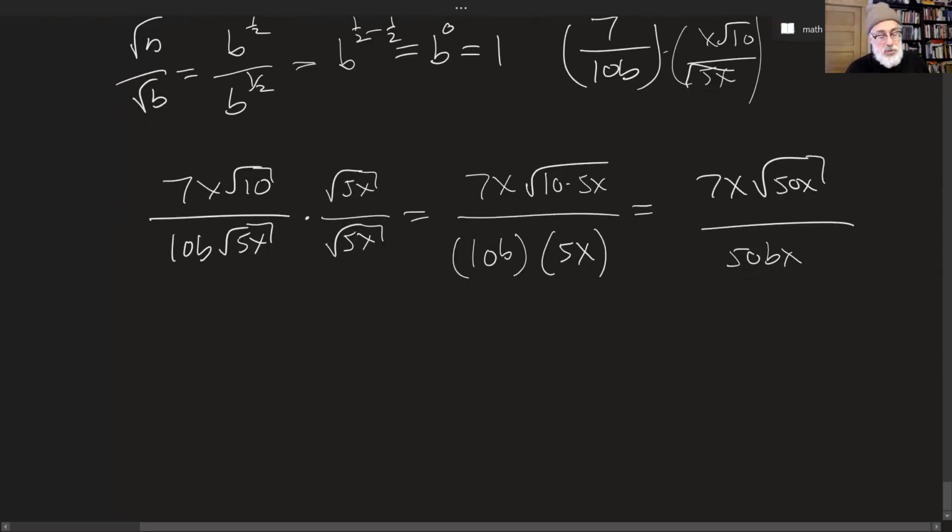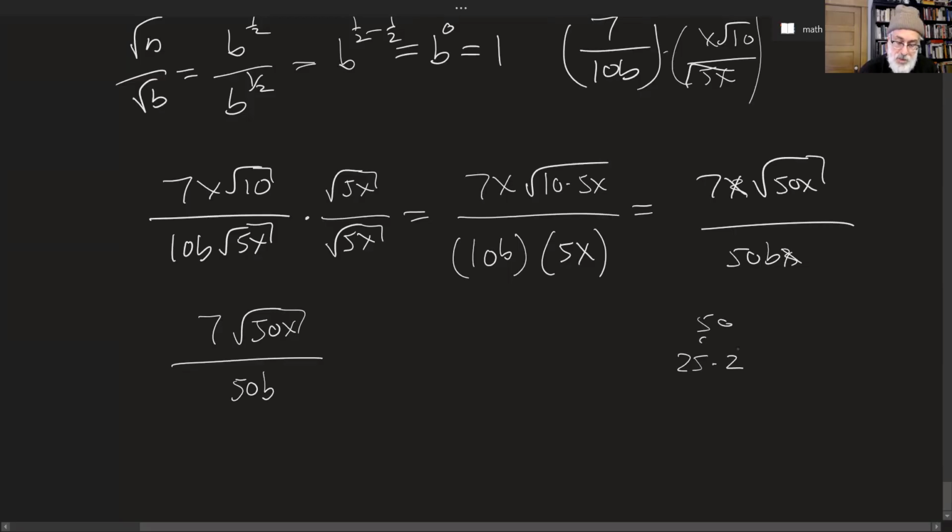So we're using a lot of rules. We're using a lot of the properties of real numbers. Notice here that we can cancel this x. So we have 7 square root of 50x divided by 50b. Now what about 50? Can we reduce 50? Well, it's 25 times 2, 5 times 5. So the square root of 50 is going to be 5 times 5 times 2, which is going to be 5 square root of 2.